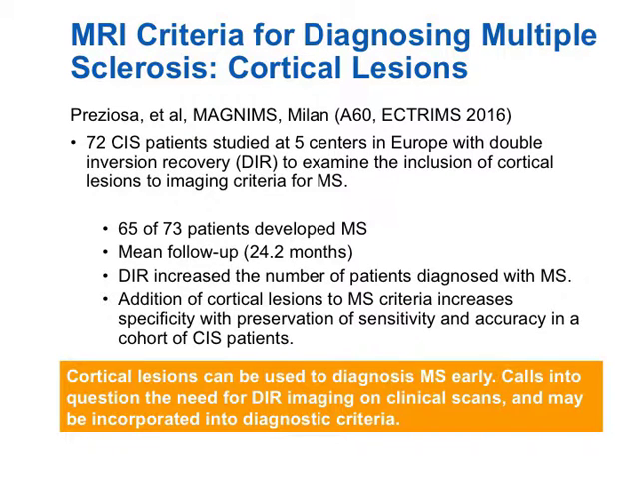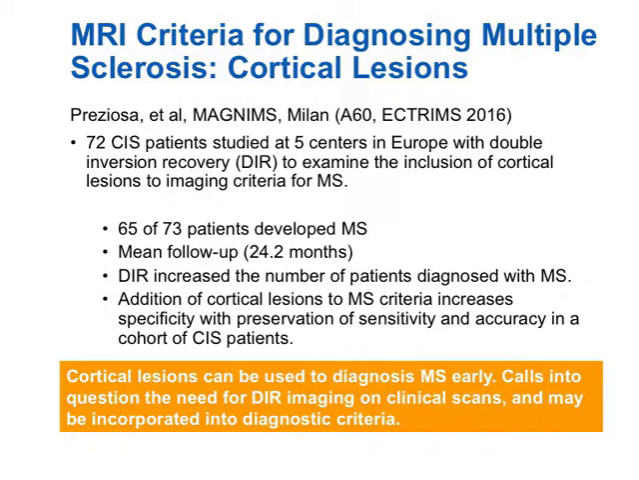So the first abstract I wanted to discuss was presentation A60, which was MRI criteria for diagnosing multiple sclerosis using cortical lesions. This was presented on behalf of the MAGNIMS group by Dr. Preziosa in Milan. Essentially what this study did is they looked at 72 patients with clinically isolated syndrome, which were studied at 5 different centers across Europe. They used double inversion recovery, or DIR, to examine the inclusion of cortical lesions to the imaging criteria for multiple sclerosis. What the authors found was that 65 of 73 patients developed MS over follow-up over a 24.2-month period.